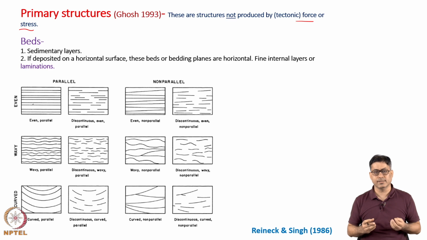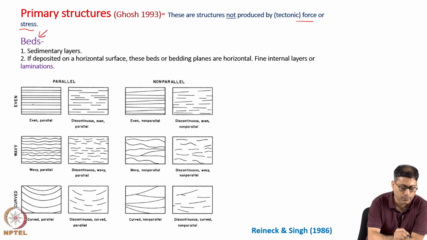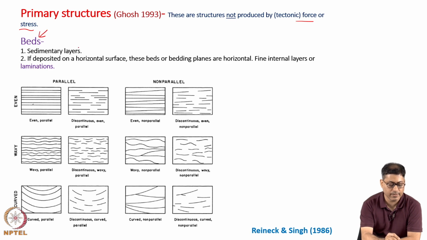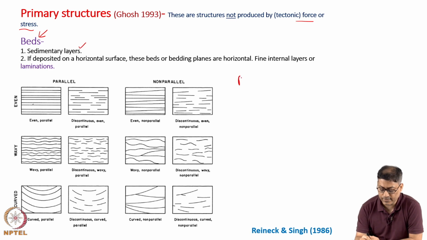So, essentially in sedimentary rock, when the sediments got deposited, whatever structures were produced get preserved, and that is called the primary structures. We are going to see the common primary structures in this presentation. Starting with bed. What is a bed? Beds are sedimentary layers, and by the way, the term bed is the lowest unit in lithostratigraphy.